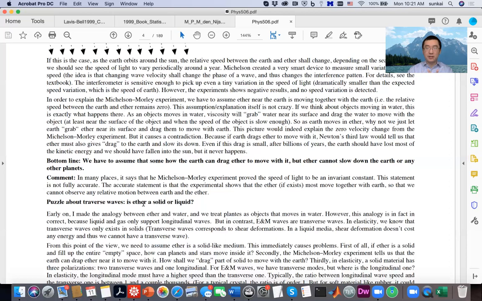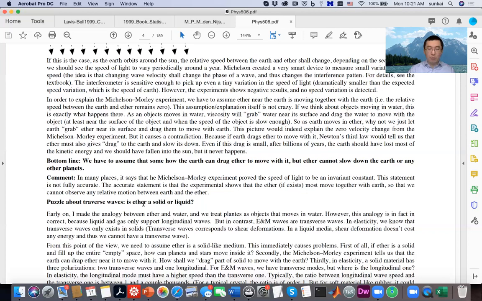So if we have two transverse waves, E and M waves, observed, there should be another longitudinal mode with a much higher velocity that we have not yet observed. That's what should happen if ether is a solid. But that third longitudinal mode was never observed in any E and M systems. So that was another puzzle and problem of this solid-like ether picture.